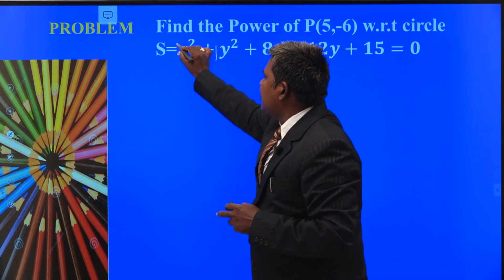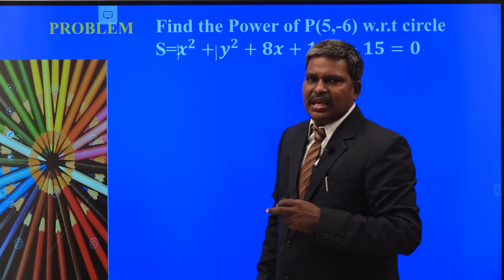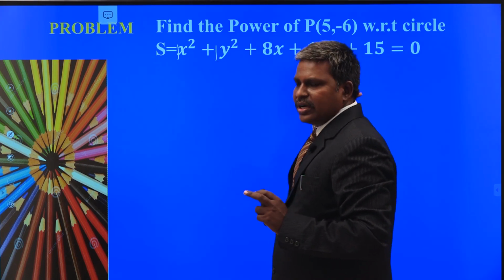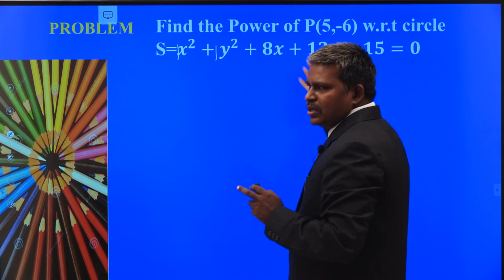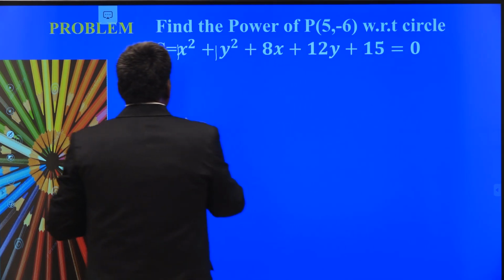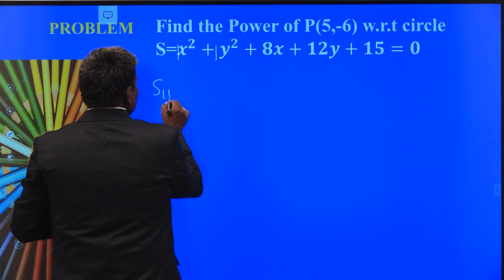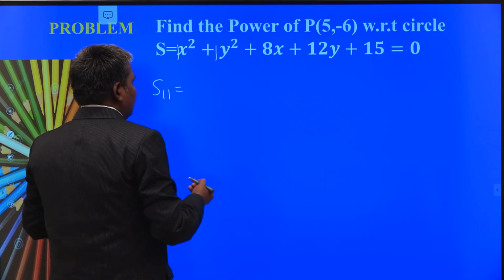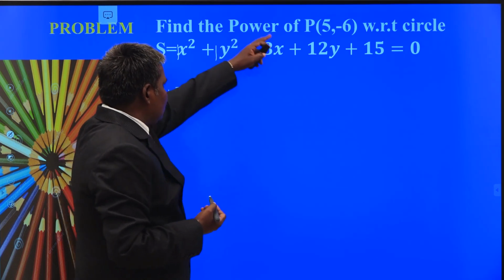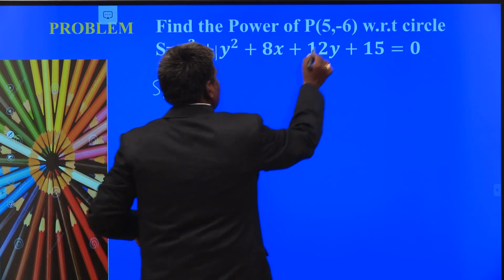What are the coefficient of x square and coefficient of y square here? 1, 1. That is why no problem. Suppose there are 2, 2, you have to divide the entire equation by 2, then go for S11. Understand? Now, S11 is obtained by just x1 square plus y1 square plus 2gx1 plus 2fy1 plus c. I mean you substitute the point in the circle equation itself.